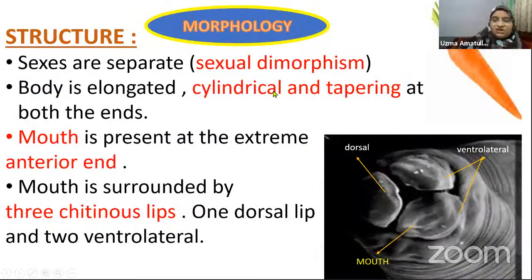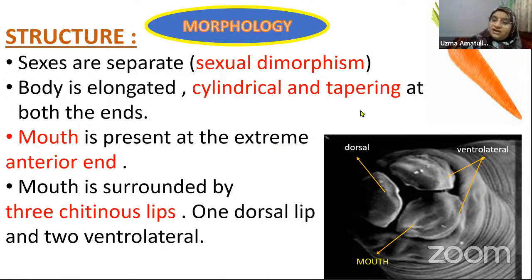Now the structure of this worm. The sexes are separate. Sexual dimorphism is seen. Male and female are different in form, different in structure, different in shape. Next, the body is elongated. Elongated means long, and cylindrical. It is like a cylinder, and tapering at both the ends.